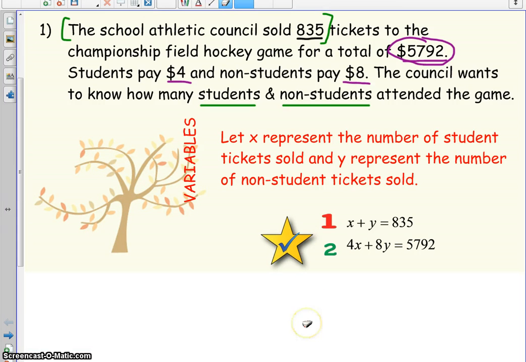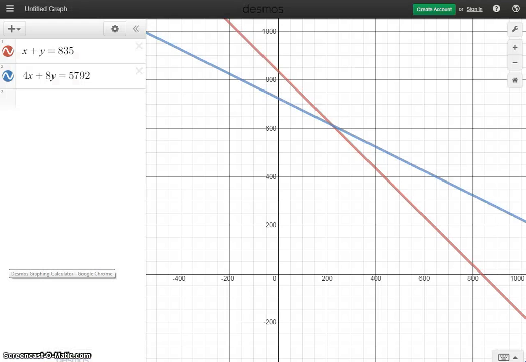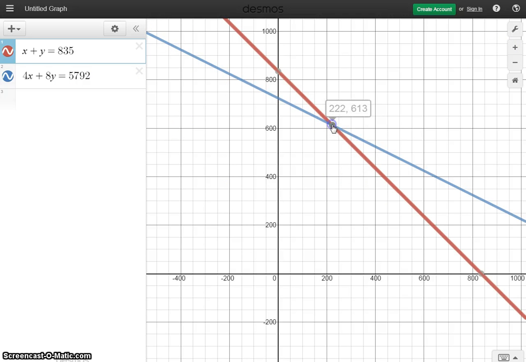And again, to solve this, you can graph it. I'll show you in Desmos how we can find the solution by graphing, but we are going to look at algebraic methods in the coming days. Just so you can see what the solution is, in Desmos here we have the two equations, x plus y equals 835 and 4x plus 8y equals 5792. So here are the two lines on the graph, and we can find a point of intersection right there. So that would tell us that we sold 222 student tickets and 613 non-student tickets.